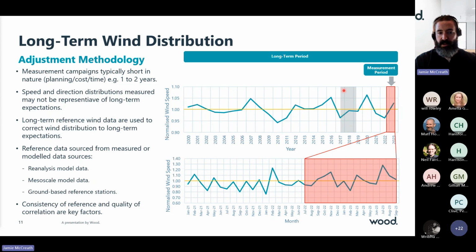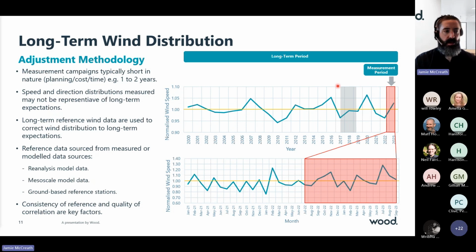Just to give an example, I've shown another grey box here. If we had a measurement period that ran from 2017 to 2019, the short-term period would actually be of lower wind speed than we would experience over long term. So in that case, the correction would be to correct the wind speeds up. In our case, the wind speeds are going to be corrected down because of the short-term period being windier than we would expect over long term.